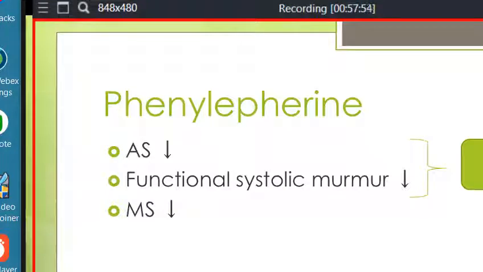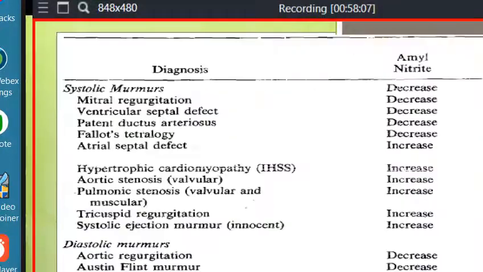So phenylephrine causes the aortic stenotic murmur to be reduced in intensity, the functional systolic murmur is reduced in intensity, and the mitral stenotic murmur is reduced in intensity, all because of a reduction in cardiac output. So this chart summarizes the differences in murmurs based on the different pharmacological agents which you give. Amyl nitrate increases systolic murmurs. I will not enumerate each of these, already discussed in detail in the previous slides.